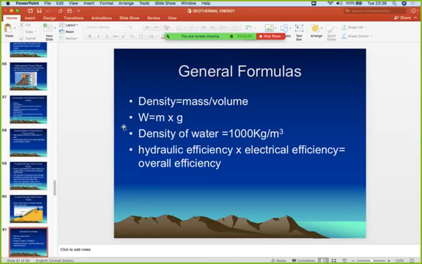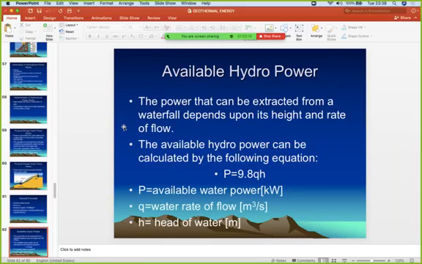So these are the general formulas: density is mass over volume, density of water, hydraulic efficiency times electrical efficiency is equal to overall efficiency. So available hydropower, the available water power in kilowatts, depends on the water flow and the head of water. So power equals 9.8 times Q times height. This formula, that one here.